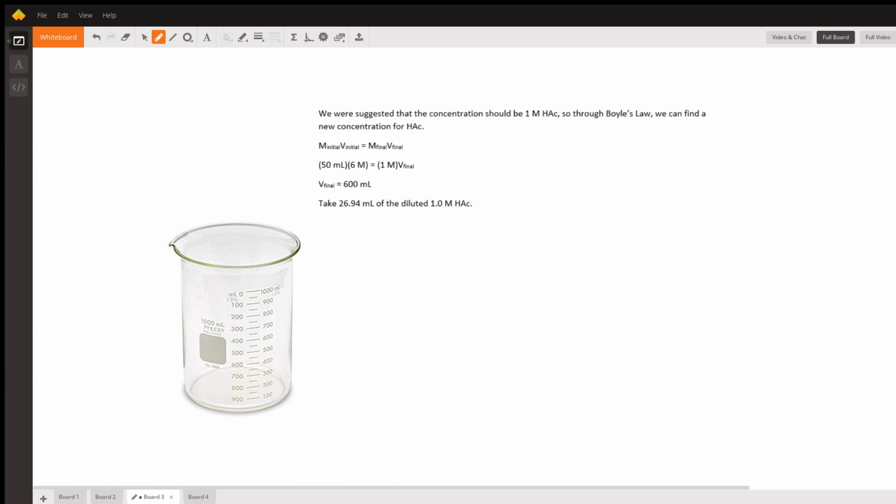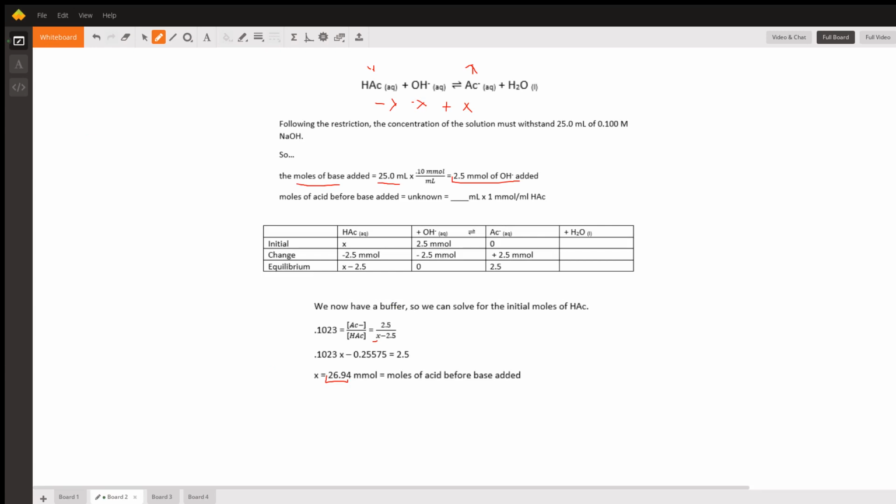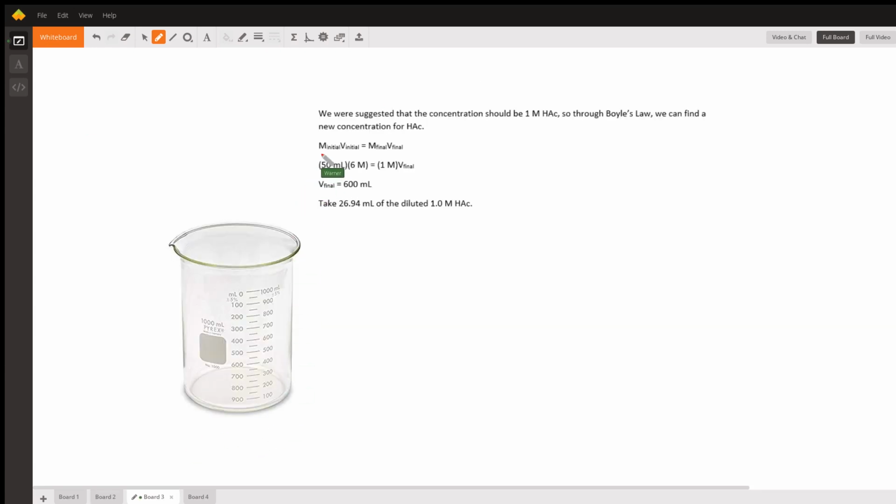So as the student suggested, he wanted to form a 1 molarity of acetic acid. And that's quite neat because it's going to be a one-to-one ratio at this point. So we use Boyle's law to find the concentration of HAC. So if it's set to one molarity, it's just going to be the molarity initially times the volume. So the final volume of the HAC that's going to be needed to dilute it to one molarity is going to be 600.